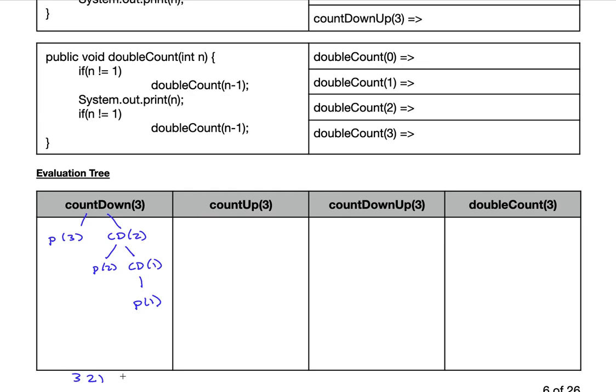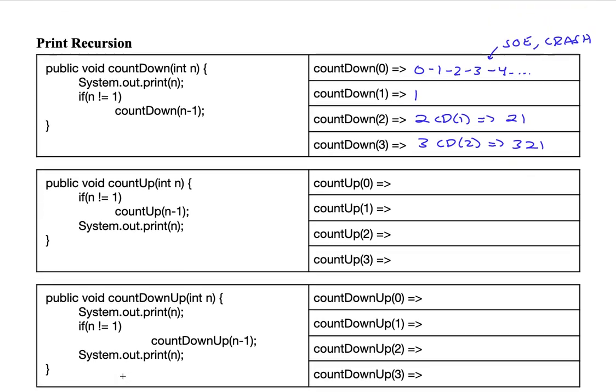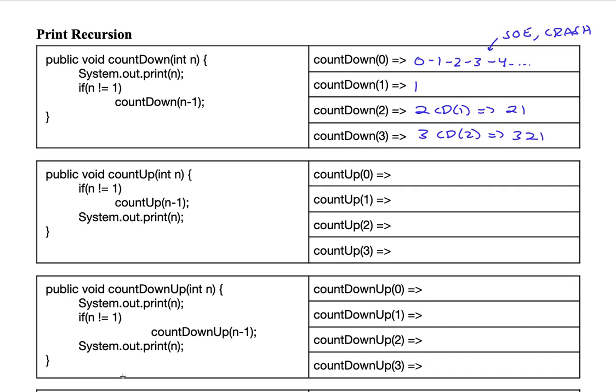So let's compare this to how count up 3 works. For count up, when we put in first the number 0, something really funny happens. Because 0 does not equal 1, it calls count up of -1. Because when -1 gets passed in, -1 does not equal 1, it calls count up of -2. And -2 doesn't equal 1, so it calls count up of -3.